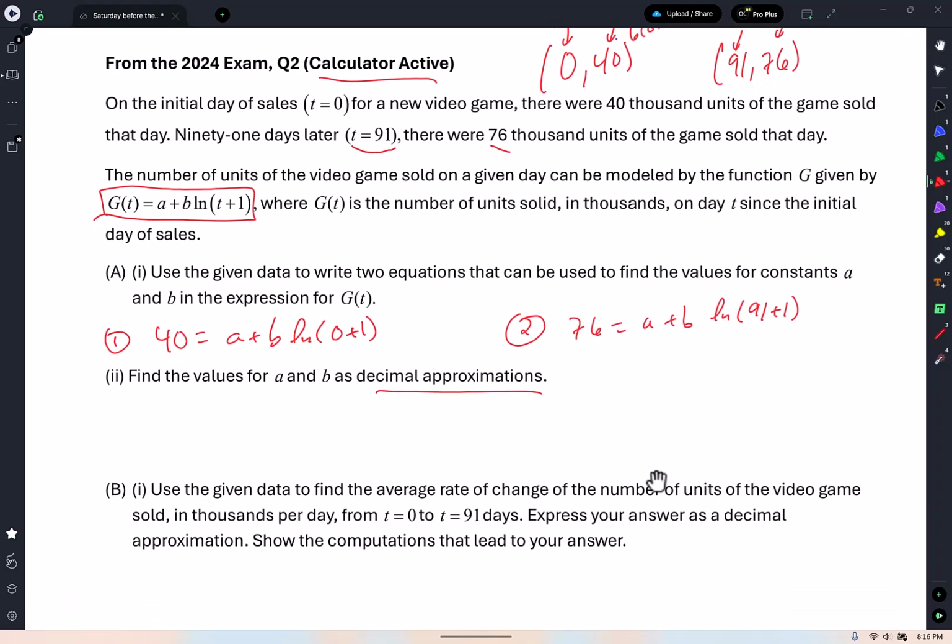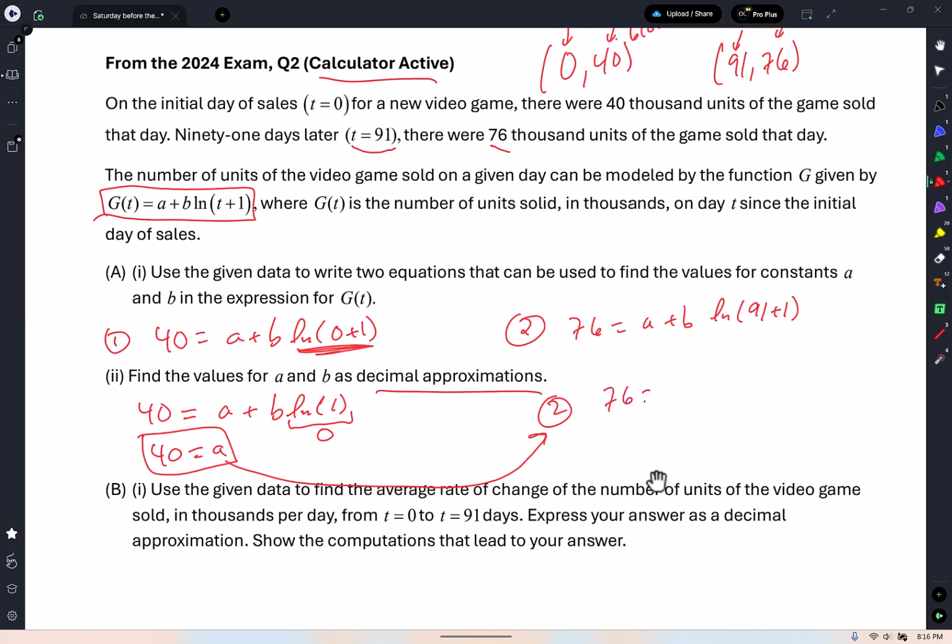Okay, well, the first equation, equation 1, notice it says ln of 1 here, so hopefully we all know that. 40 equals a plus b ln of 1. Ln of 1 is 0, guys. And 0 times anything is 0, so 0 times b is 0, so that's going to go away, and you're just going to have 40 equals a. So there it is. Use that to substitute into equation 2.